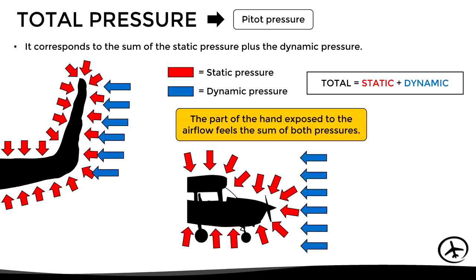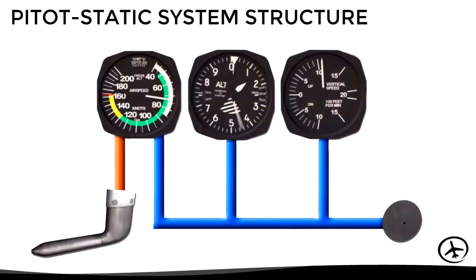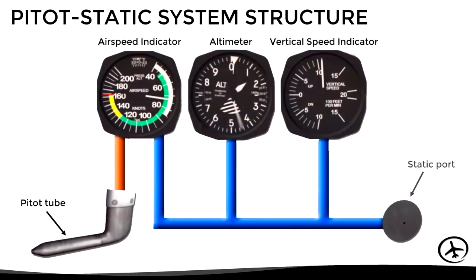Having already understood all these definitions, let's now see what the Pitot static system consists of. This, in its simplest form, is composed of a Pitot tube and a static port that feed the three instruments that we had mentioned previously. The static port sends information to the three instruments: the airspeed indicator, the altimeter, and the vertical speed indicator. While the Pitot tube only sends information to the airspeed indicator.